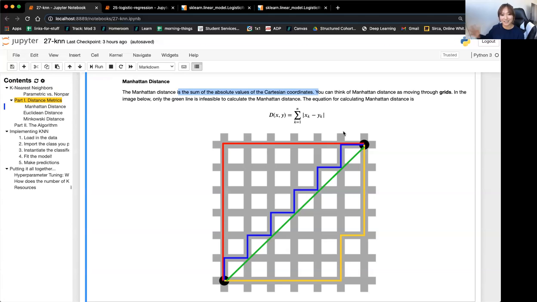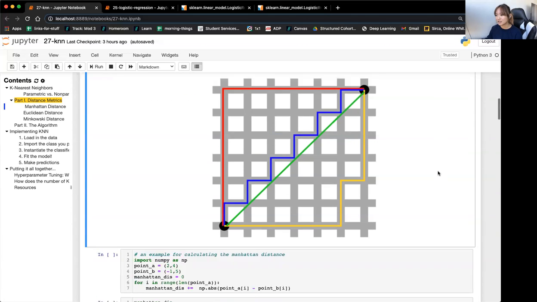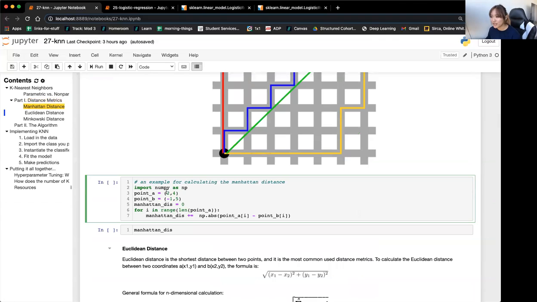And that would be your Manhattan distance. Just as an example, we have point A being (2, 4) and point B being (-1, 5). You can imagine this being two features that you're using to predict. Your Manhattan distance is basically the sum of the differences between 2 and -1, and 4 and 5.